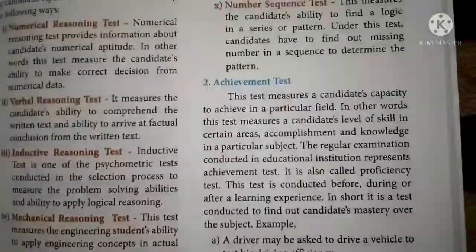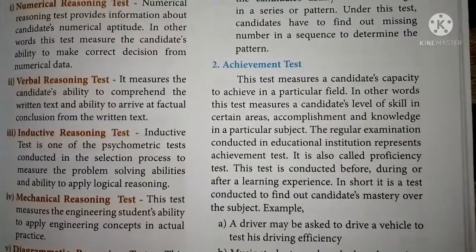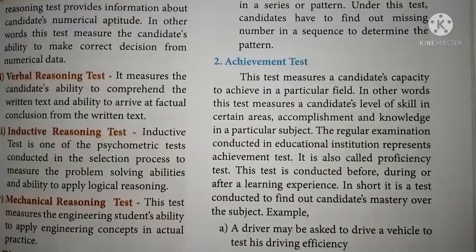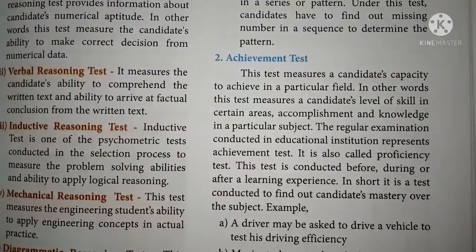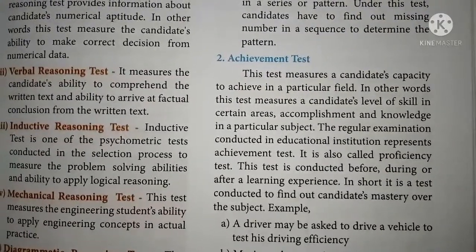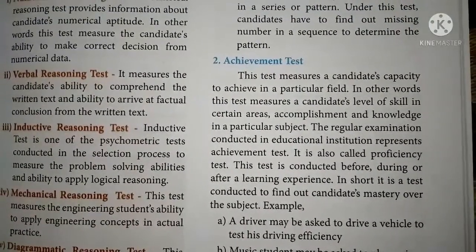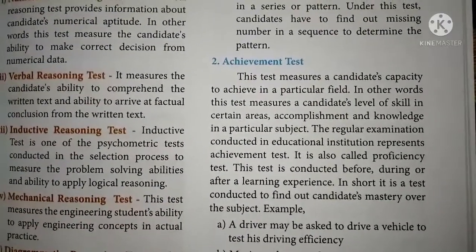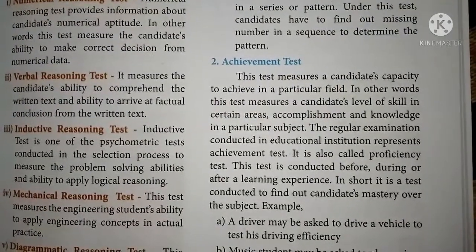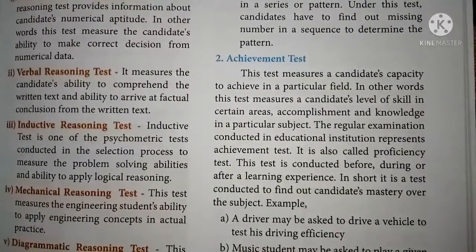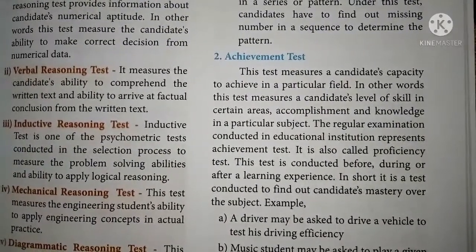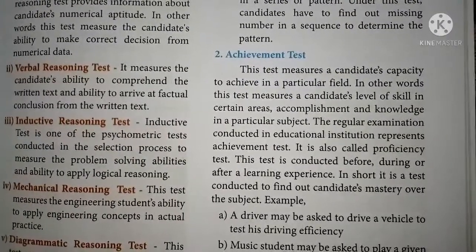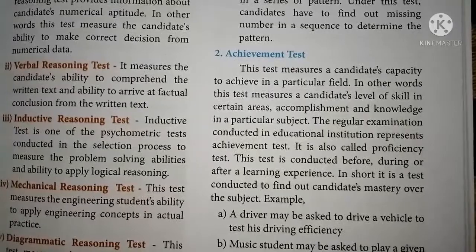And then achievement test. This test measures the candidate's capacity to achieve in a particular field. That is, it measures the candidate's level of skill in a certain area. So in which area the candidate will be qualified will be tested by way of achievement test. The regular examination conducted in educational institutions represents an achievement test. It is also called a proficiency test. And this test is conducted before, during or after a learning experience.